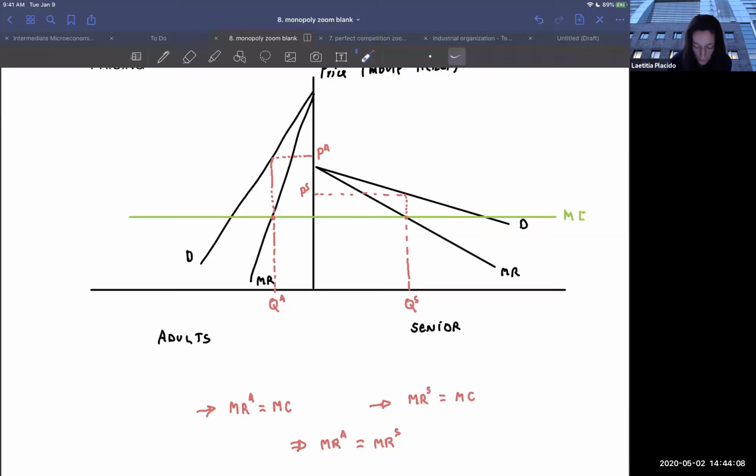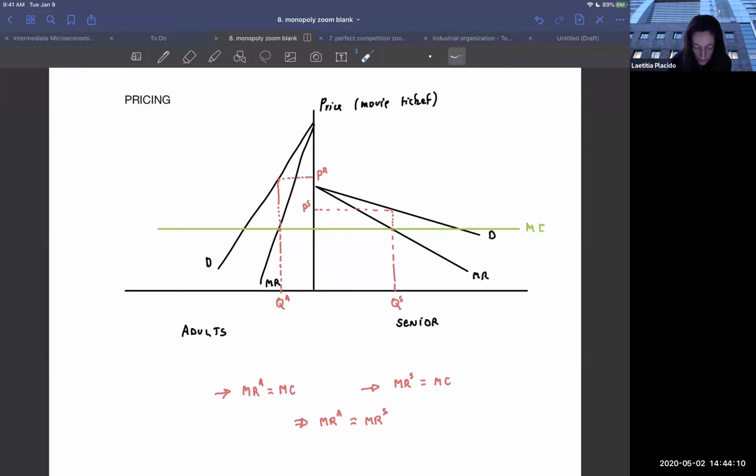I believe that's pretty much it on third-degree price discrimination. Do you have any questions at this point? Nope. All right. So if no question, I'm going to move on.